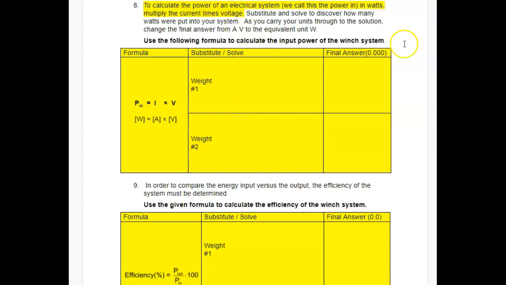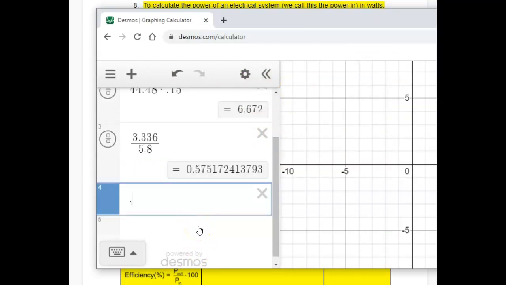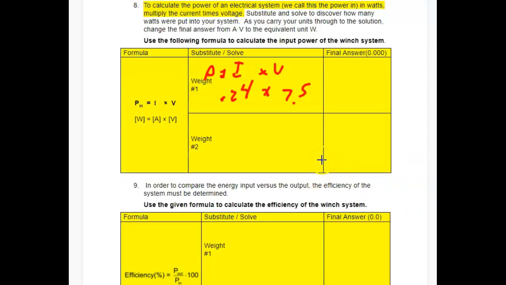So if we look at weight 1, the current was 0.24. Remember, this is power equals current times voltage. So 0.24 is the current, and the voltage was 7.5. If we put that into decimals, we get 0.24 times 7.5, and that gives us electrical power of 1.8 watts. So we'll put that back in here, 1.8 watts.